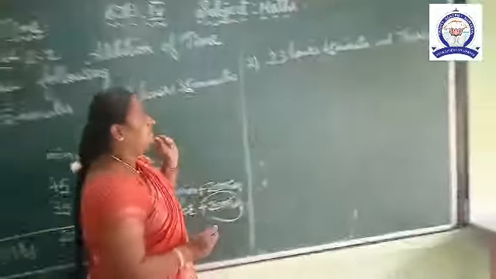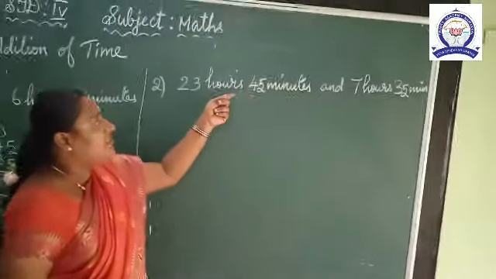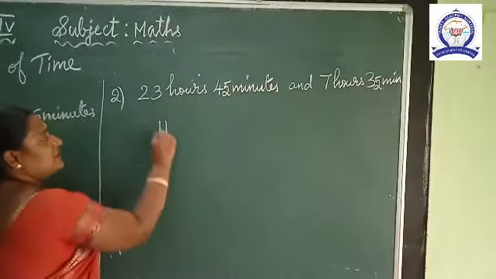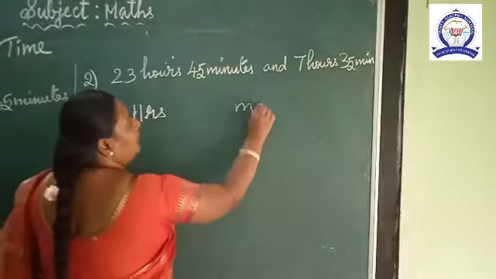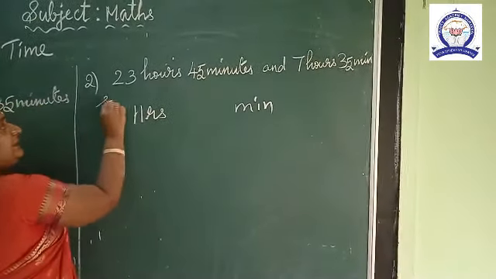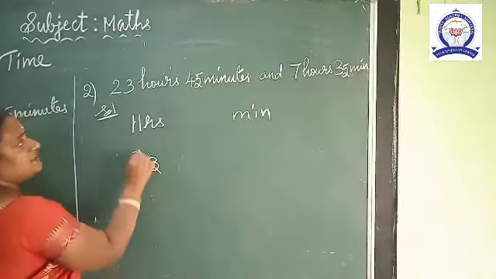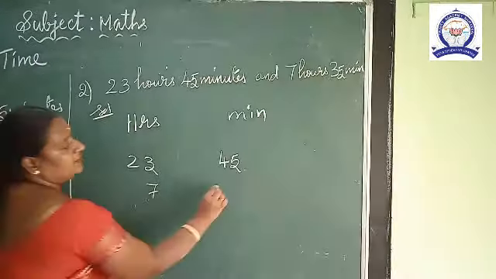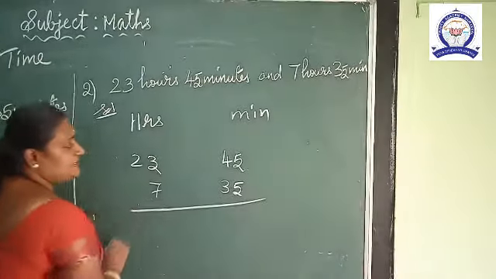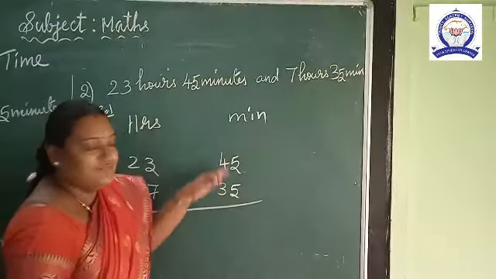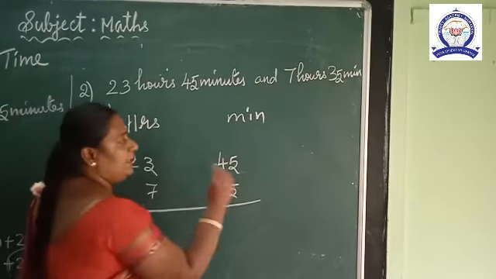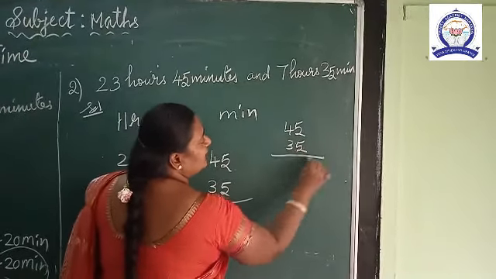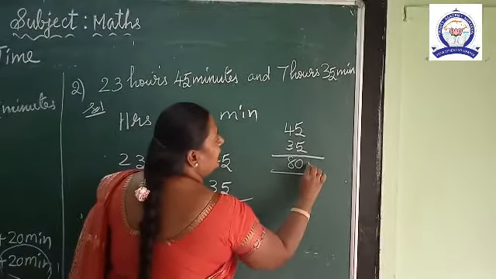See the second question. 23 hours 45 minutes and 7 hours 35 minutes. So you write hours and minutes on top, then you write 23 hours 45 minutes and 7 hours 35 minutes. What is the step? You add the minutes first. So 45 plus 35. So what is the answer? That is 80. So 80 minutes.